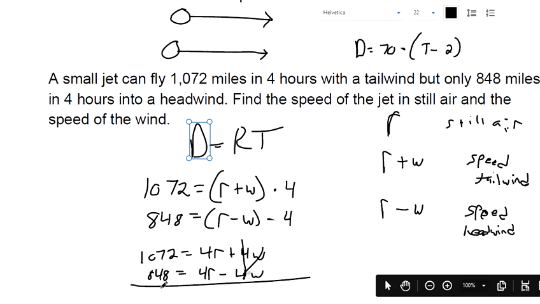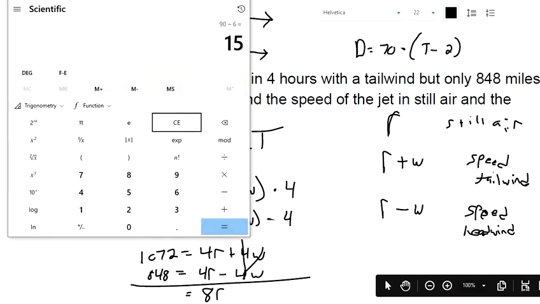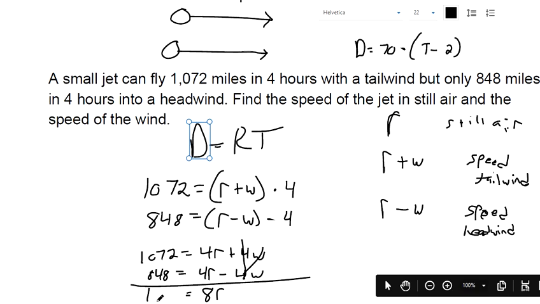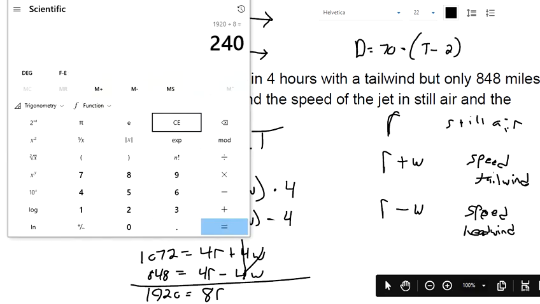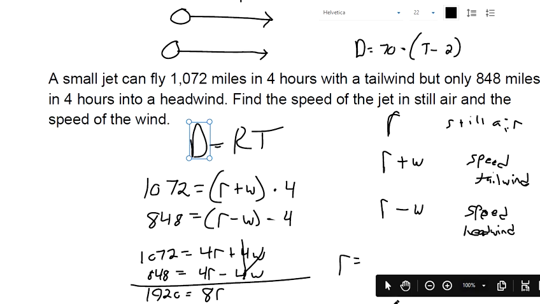These cancel out. 4r plus 4r makes 8r, and then we got 1,072 plus 848. That makes 1,920. So we just need to divide both sides by 8. So we have the speed in still air. It's 240 miles per hour. You could plug that back in to find out what that wind speed is too, but we don't need that.